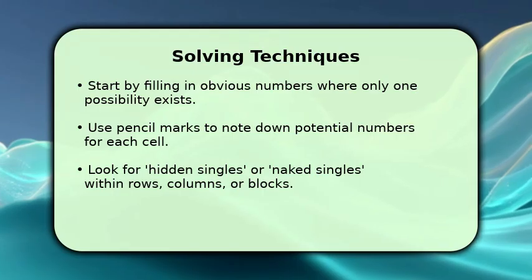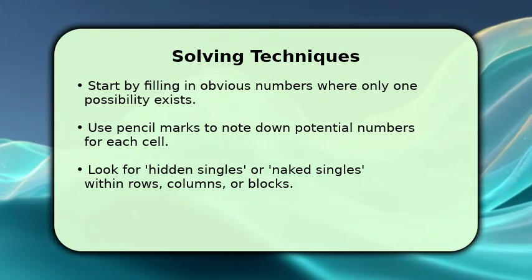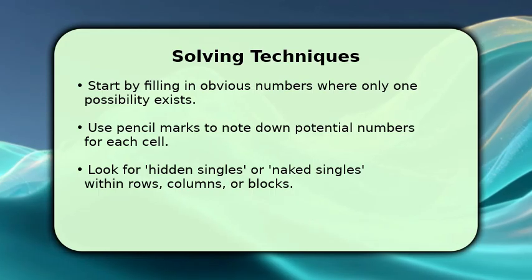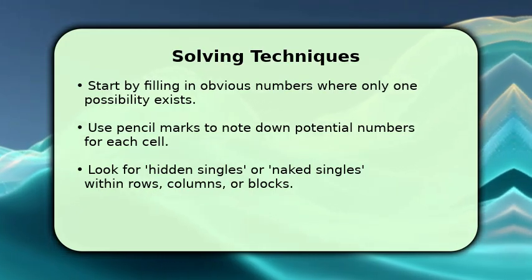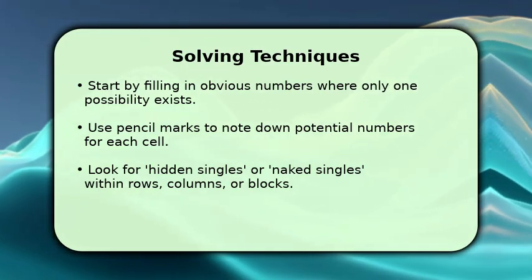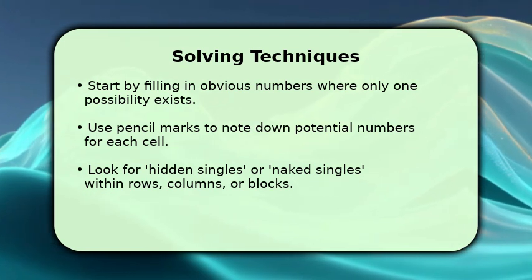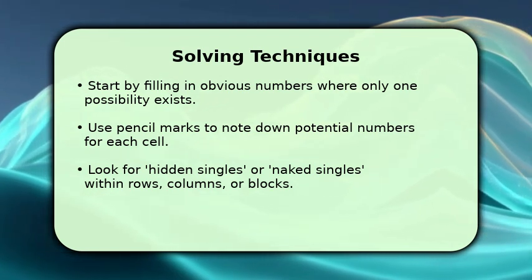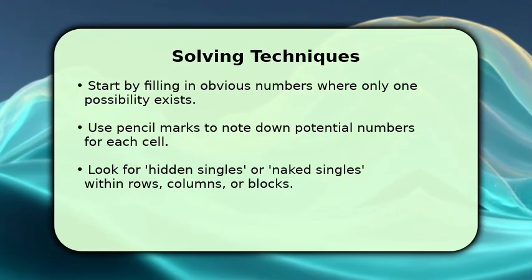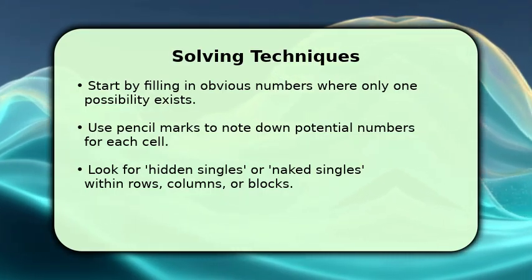To effectively solve Sudoku, begin by identifying cells where only one number can logically fit. These are often called naked singles. For more complex cells, use the pencil mark feature to jot down all possible candidate numbers. As you fill in more digits, eliminate those candidates from surrounding cells.